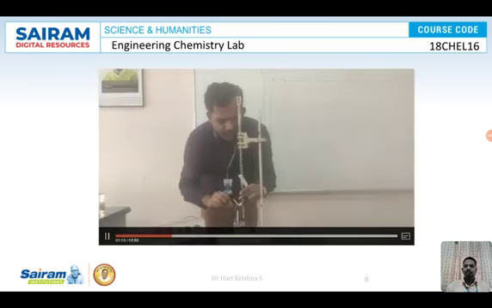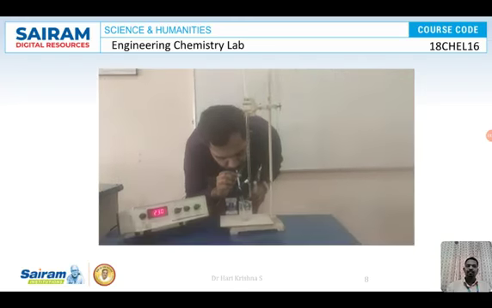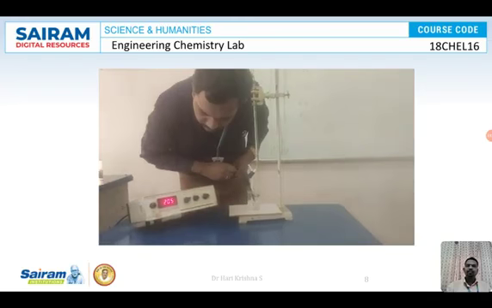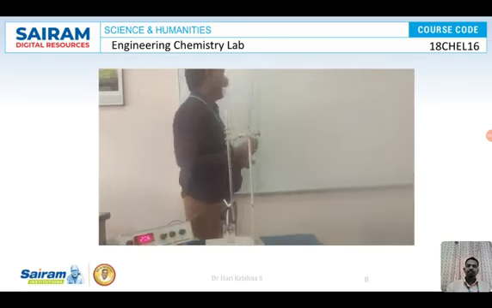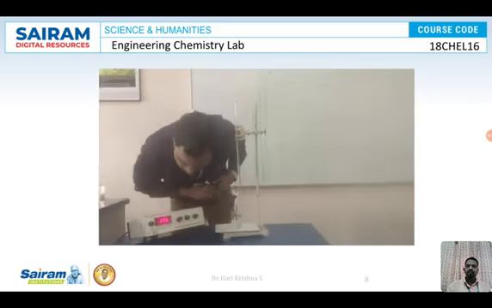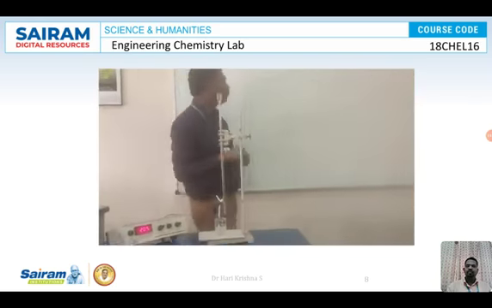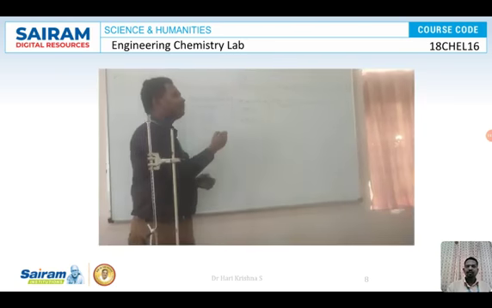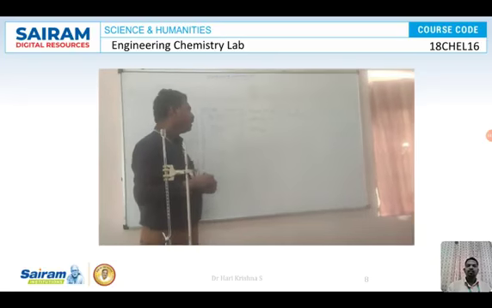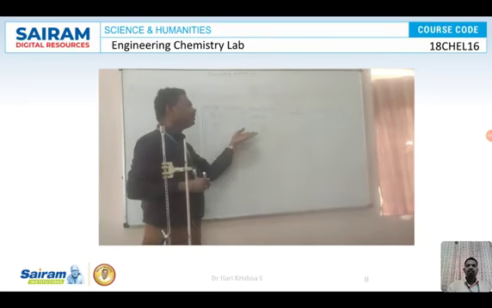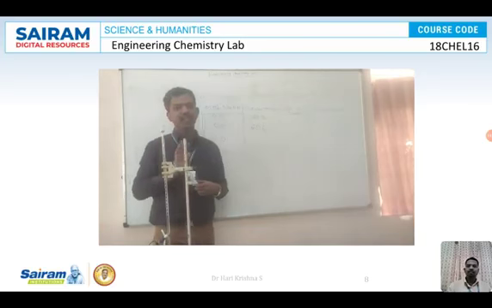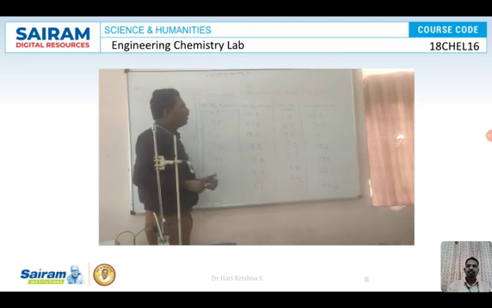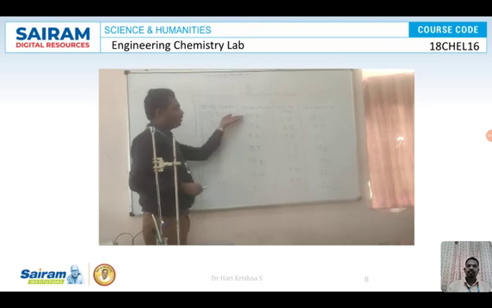We continue adding NaOH, and similarly we add 0.5 ml, 0.5 ml, 0.5 ml and continue until the conductance increases rapidly. So we are done. We have added NaOH in increments of 0.5 ml.